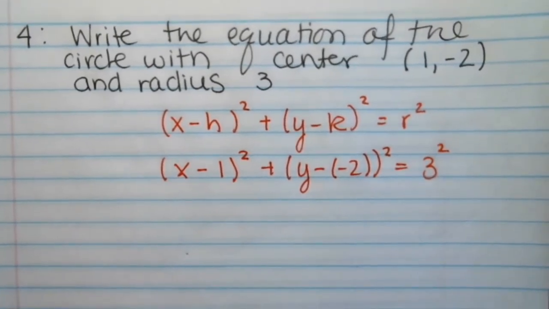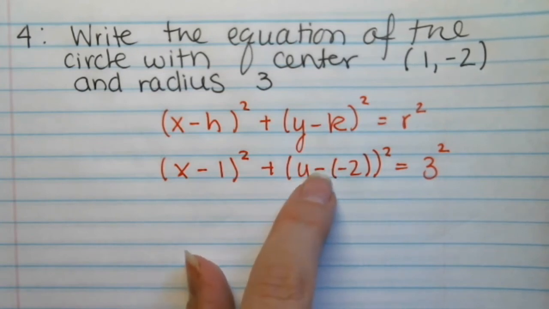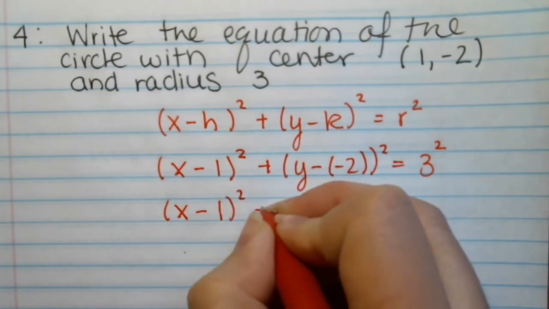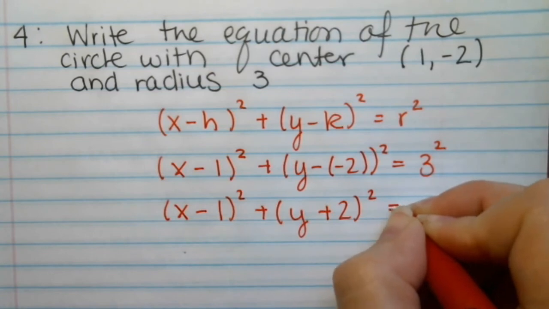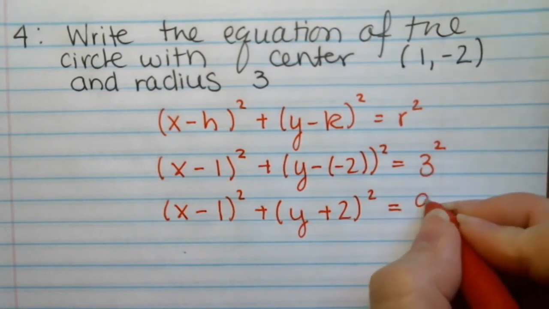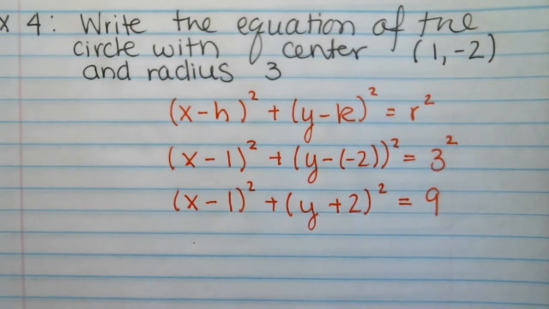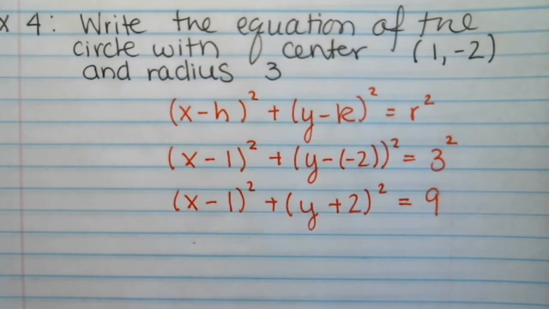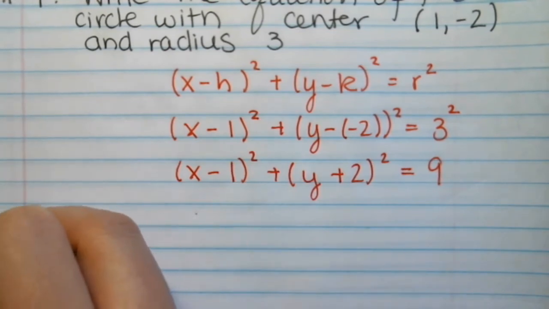Now, the only thing I'm going to do to simplify this is to change this minus -2 into a plus 2, and my 3 squared into a 9. And there's the equation of this circle with this center and radius 3. All right. Now, let's do another example of writing the equation, but with slightly different information.